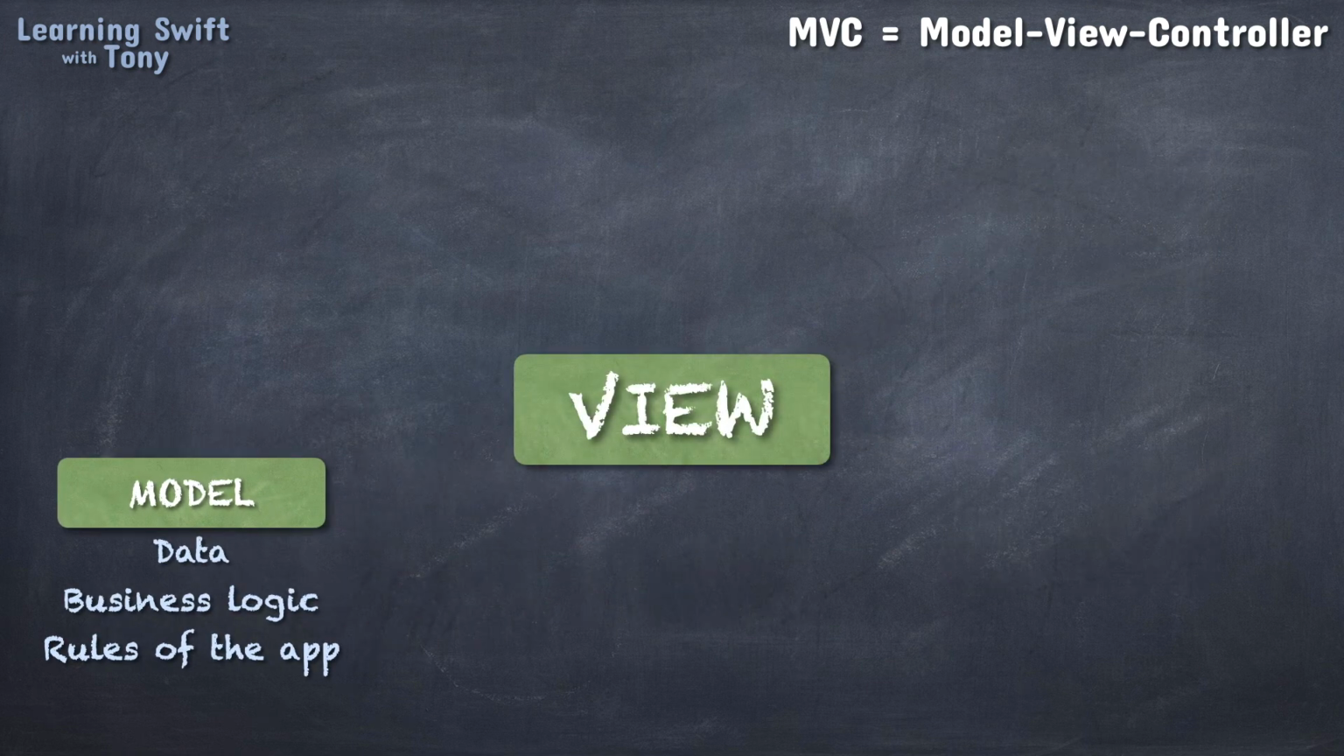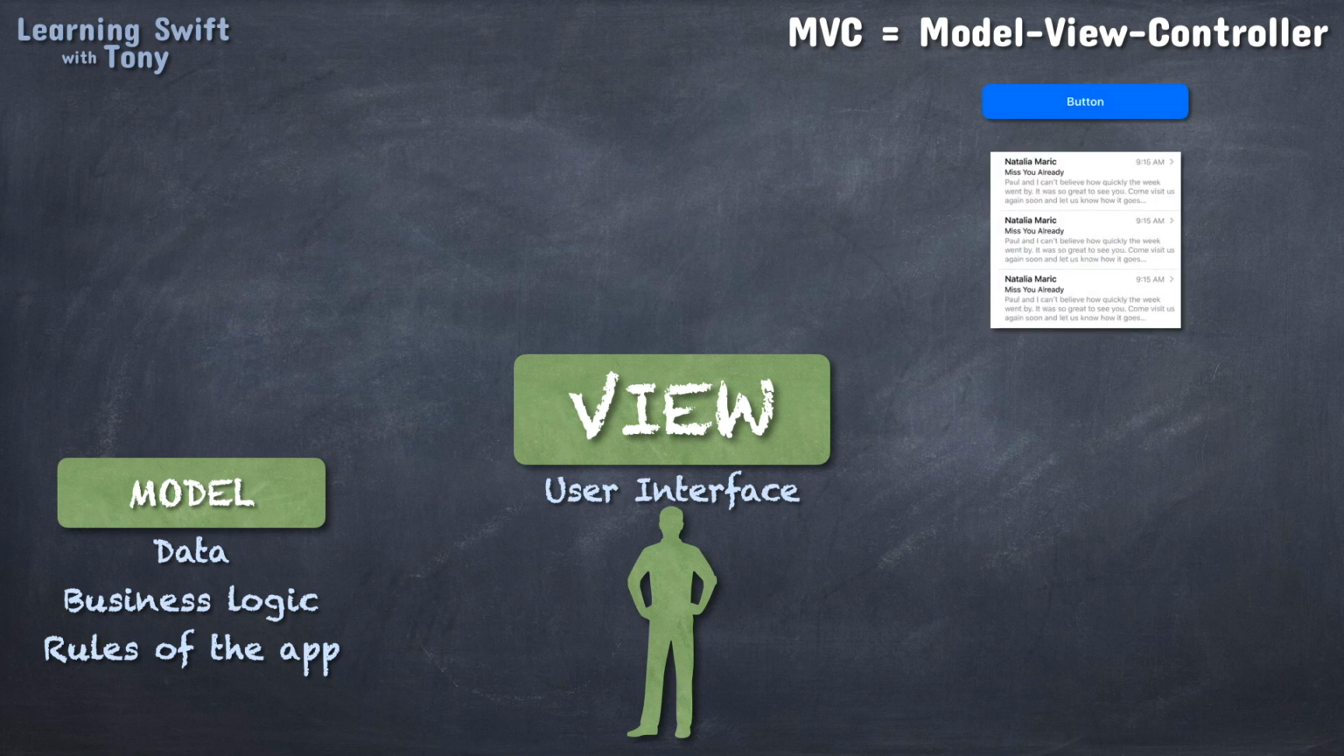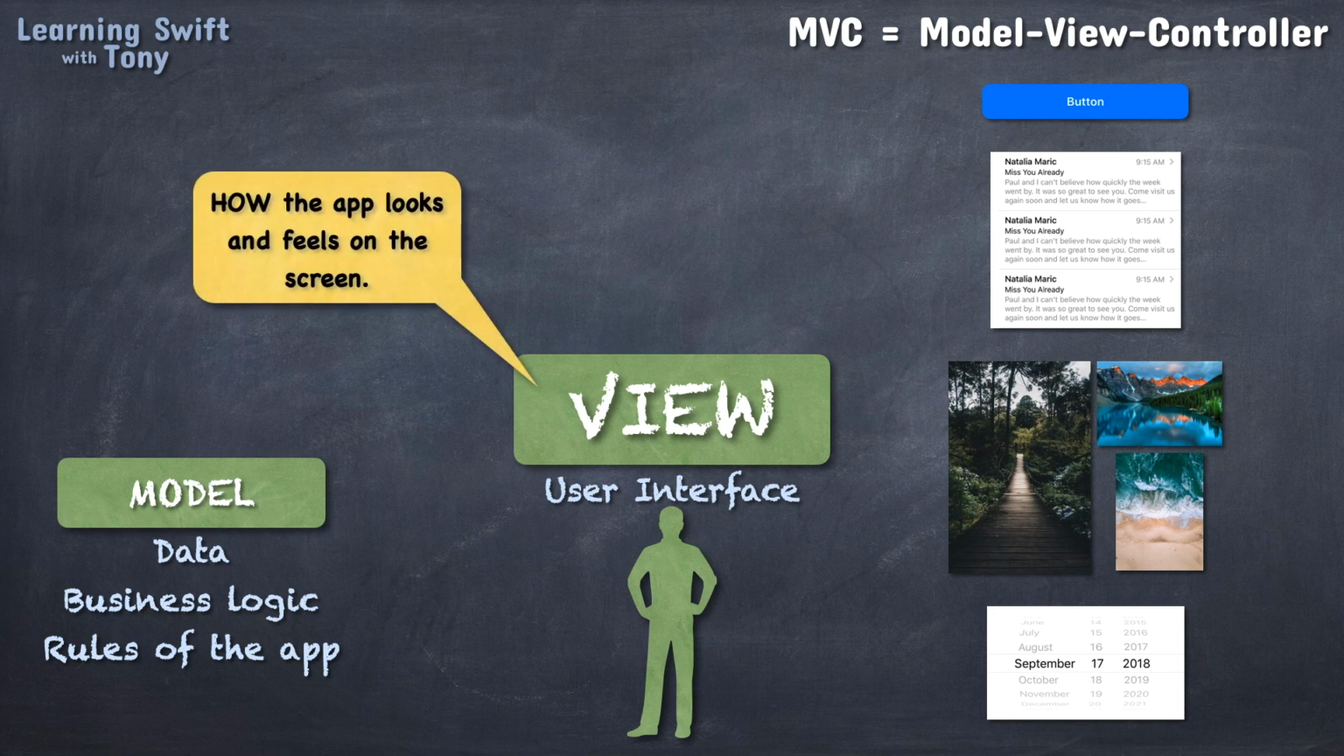Second, we have the view, which represents the user interface. It is what the user sees on the screen and is directly interacting with. The word view is singular, which might be confusing at first, because the view represents all the elements that make up the user interface: buttons, tables, images, pickers, and many more. The truth is, there is always a single root view, and all other user interface elements are subviews of this root view. The view is the how of the app, how the app looks and feels on the screen.